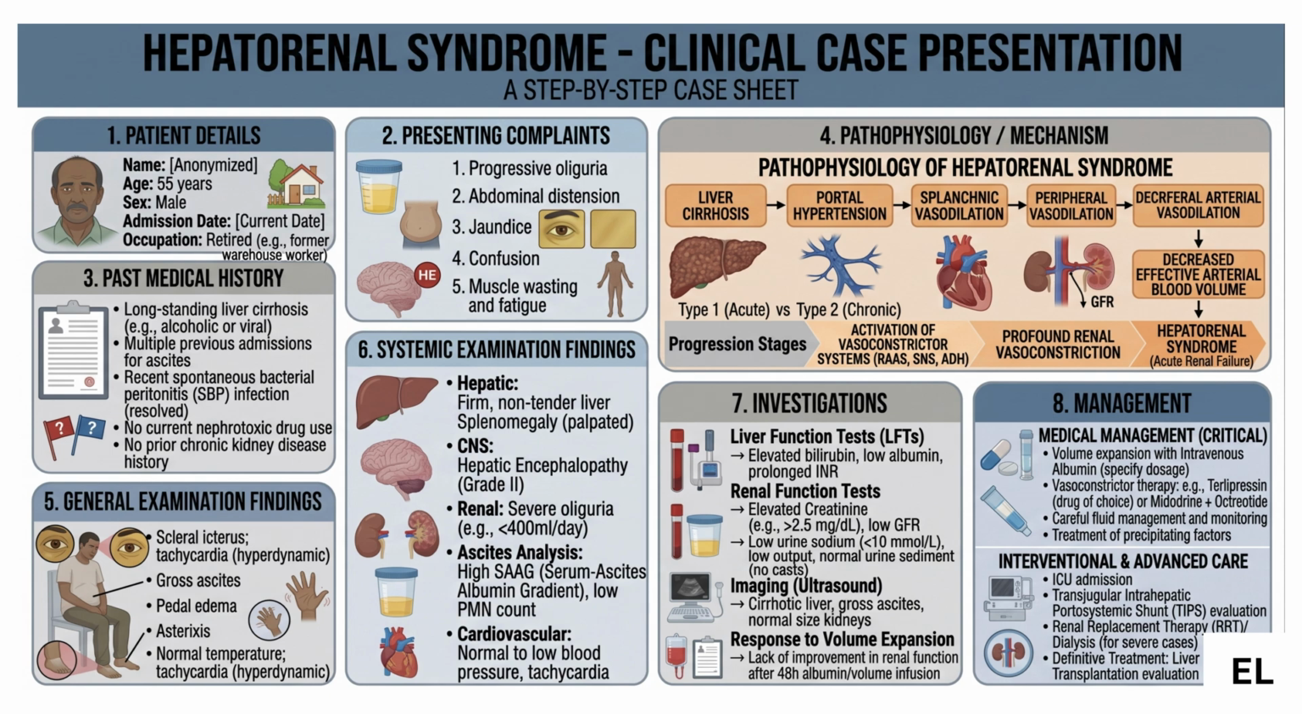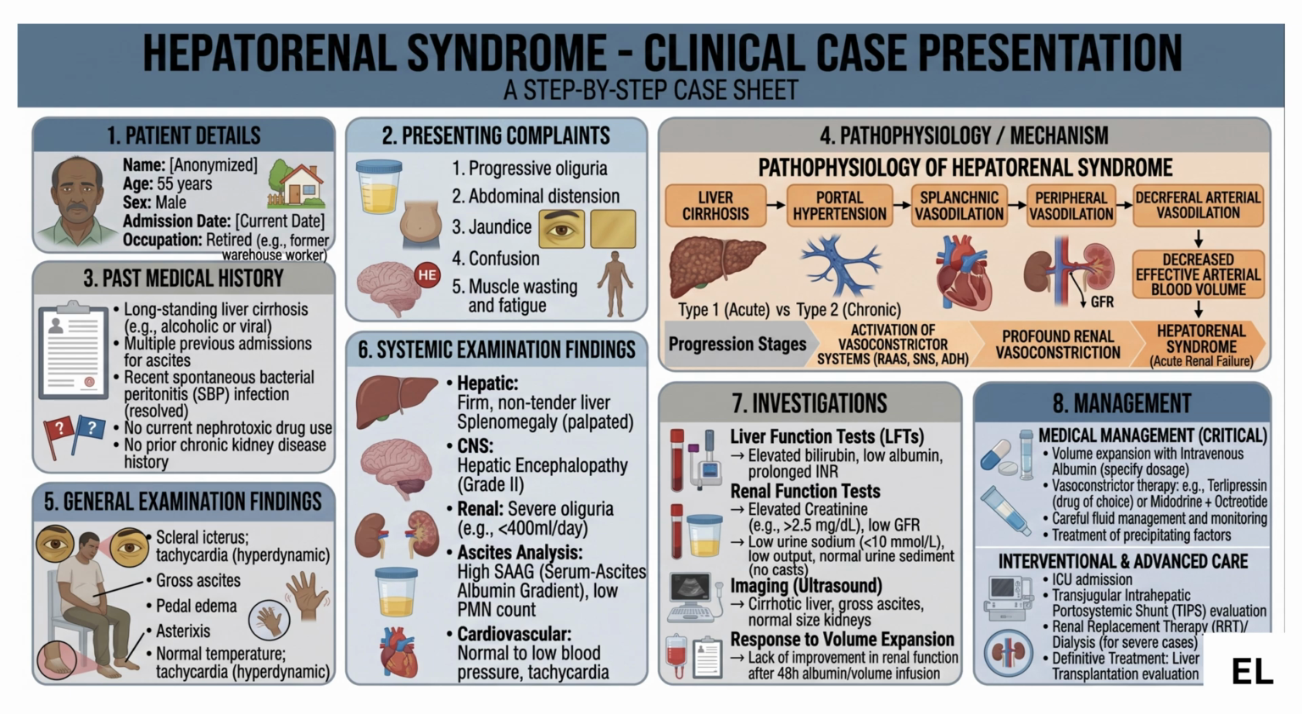Now let us examine the systemic examination findings shown in this case. On abdominal examination, the liver may feel firm and shrunken depending on the stage of cirrhosis, while splenomegaly may occur because of portal hypertension. Neurologically, the patient demonstrates hepatic encephalopathy, which in this case is described as grade II encephalopathy, presenting with confusion and altered mental status.